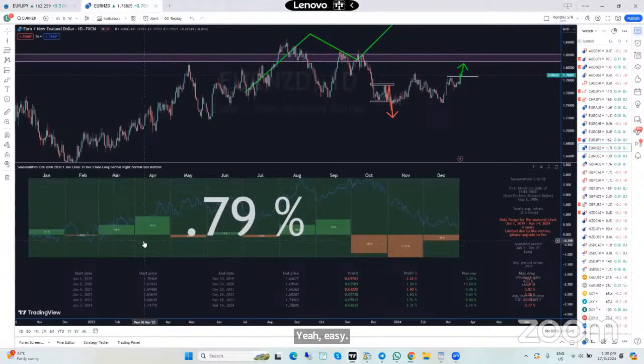Euro Kiwi, nah. March and April is supposed to be a bullish one, but just 2 months, I don't really want to risk it.